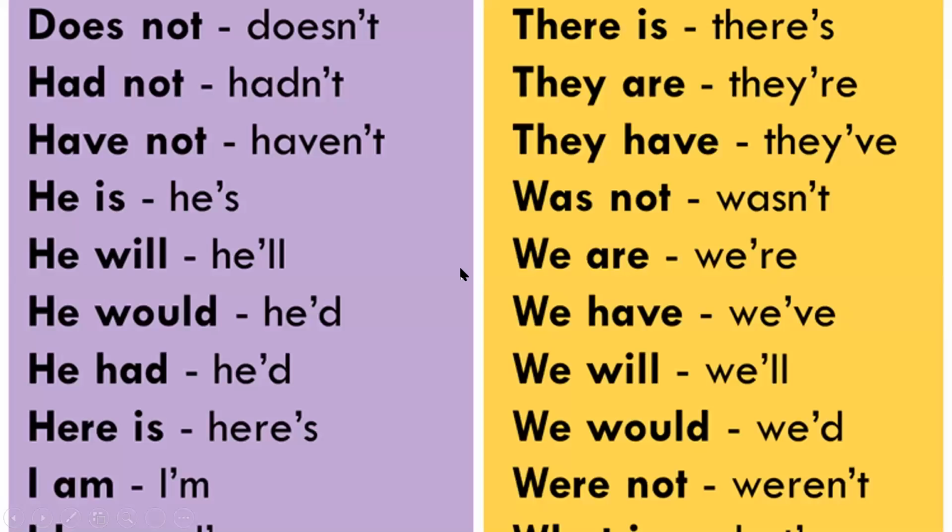Now, these are a few contractions in grammar. Does not, doesn't; had not, hadn't; have not, haven't. This is how we use the apostrophe. He is, he's; he will, he'll; he would, he'd; he had, he'd; here is, here's. Okay, so these are the contractions in grammar.